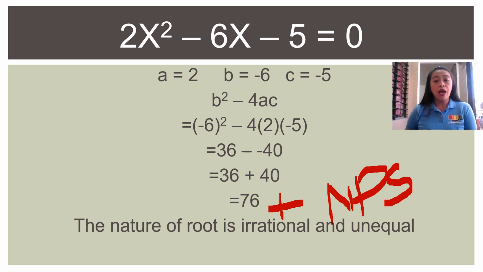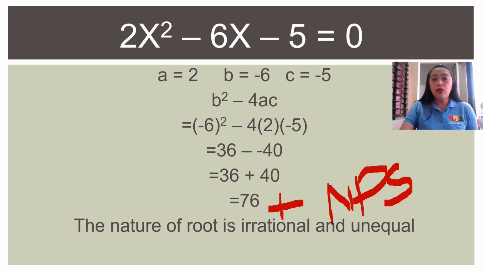For our second example, we were able to see that the result is 1. And 1 is a positive number and it is a perfect square. Since it's positive and it is a perfect square, the nature of root is rational and unequal. And now, for our third example, we were able to see that the result of the discriminant is positive. 76 is a positive number, but it's not a perfect square. So since it's not a perfect square, therefore the nature of root is irrational and unequal.